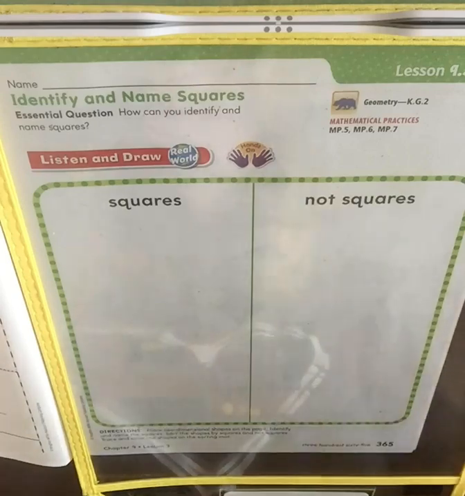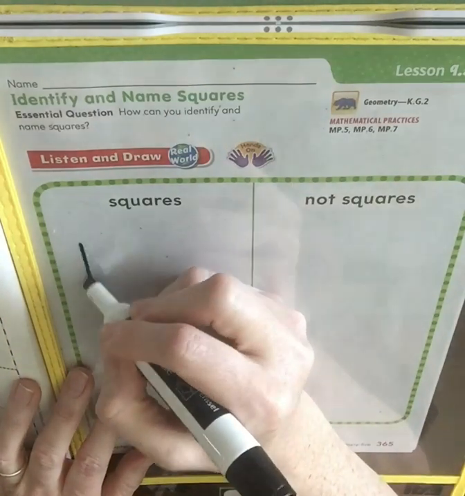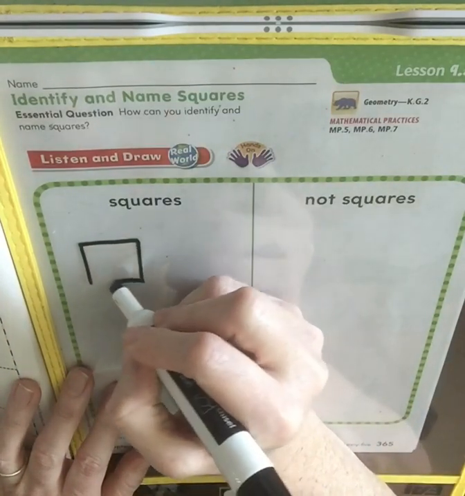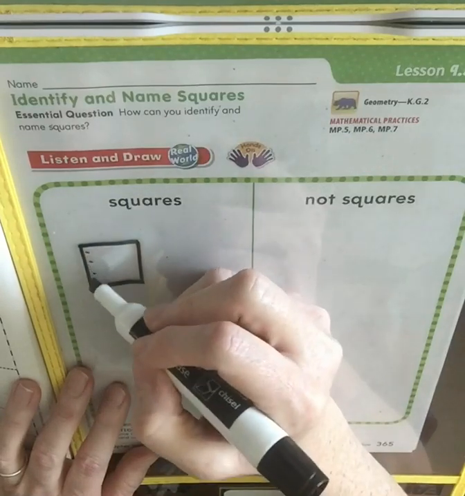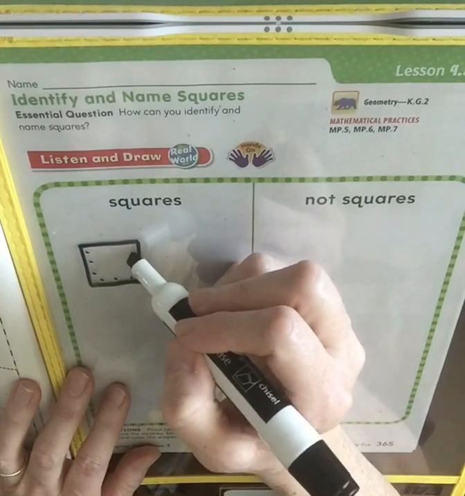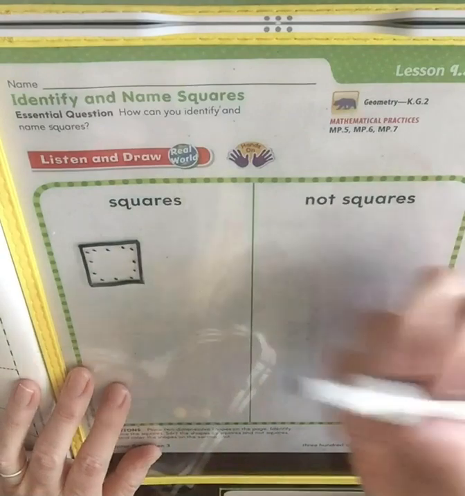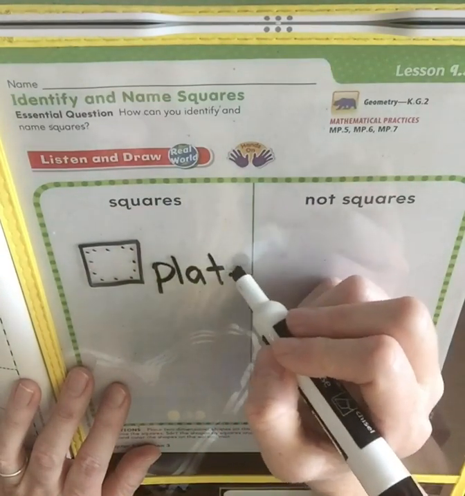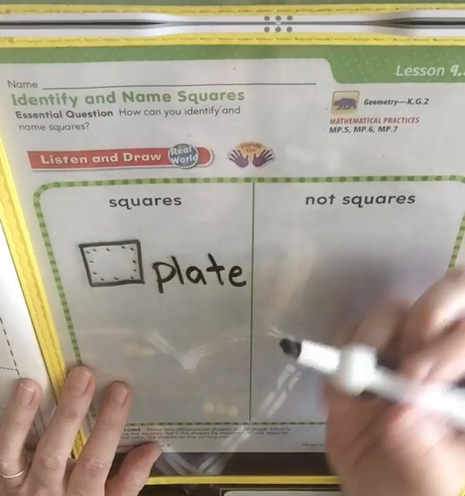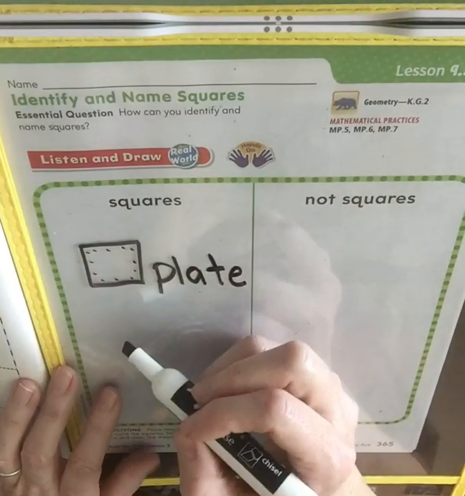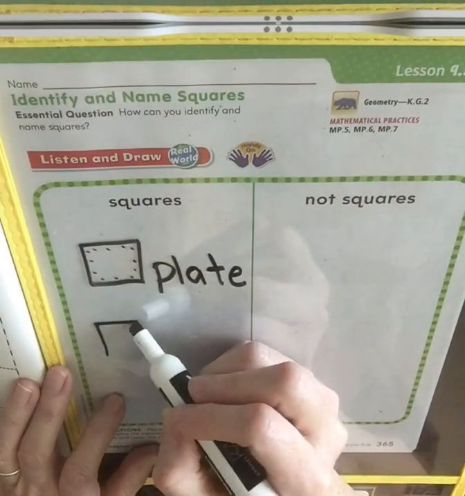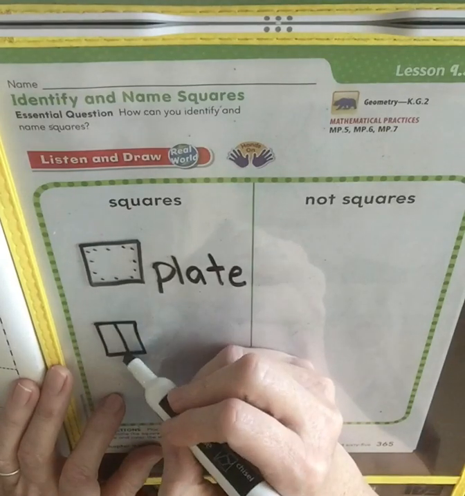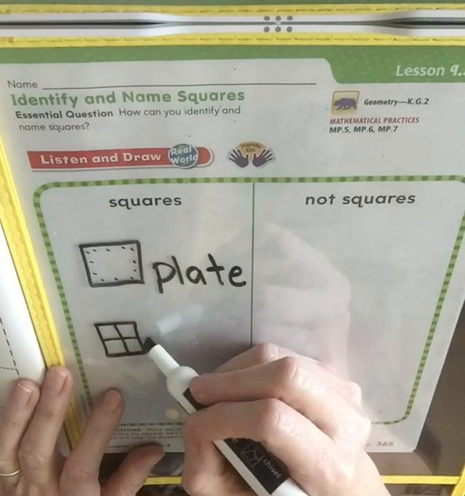Plates can be squares. I actually have square plates at my house. So let's make a square and we'll make decoration, because I like to have fancy plates. And we'll put a plate here. That can be a square. What else? Oh, how about a window? A window can be a square. Make a little window there, and write window.